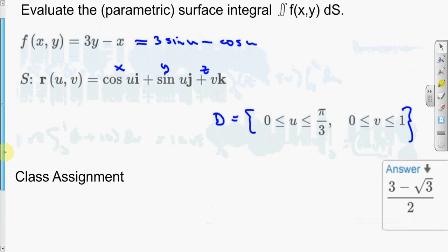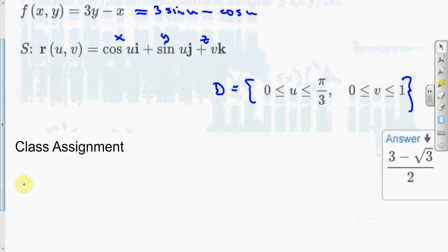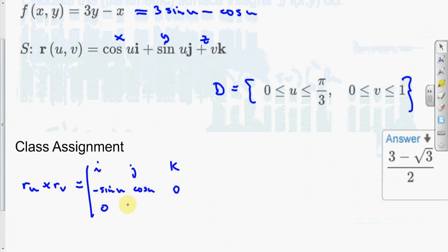So now we need to find the cross product. So r sub u cross with r sub v, get i, j, k. I take first the partials of this r function with respect to u. So that's negative sine u. This becomes cosine u, and that's 0. And this is 0. Take now the partials of r with respect to v. That's 0, 0, 1.